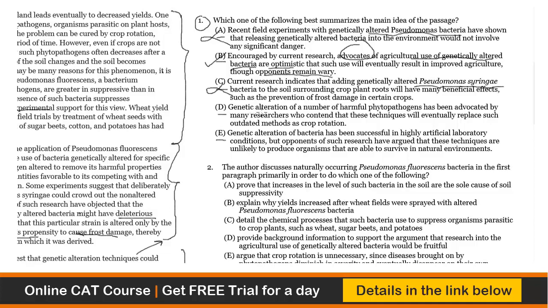And D says genetic alteration of a number of... you're not altering the harmful phytopathogens, you're altering the Pseudomonas. So again, it goes off the track. E says genetic alteration of bacteria has been successful in highly artificial laboratory conditions, but opponents of such research have argued that these techniques are unlikely to produce organisms that are able to survive in natural environments. Is it only about opponents?